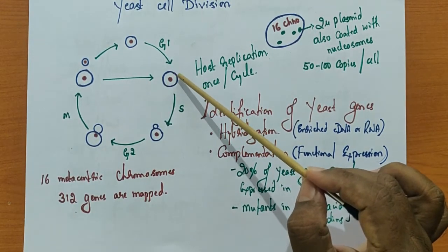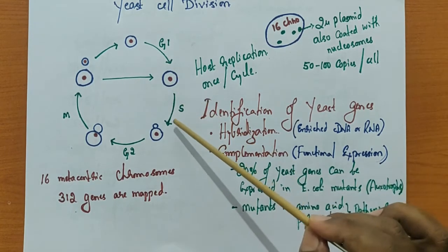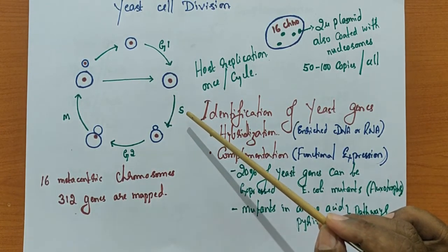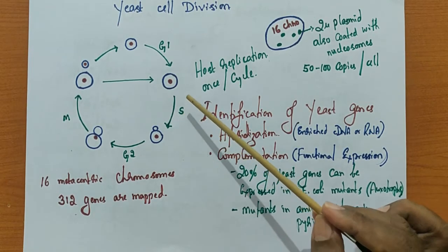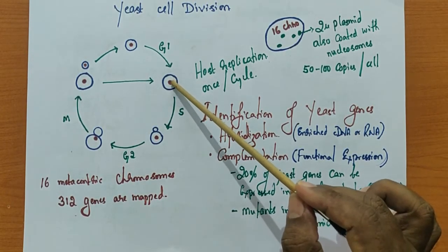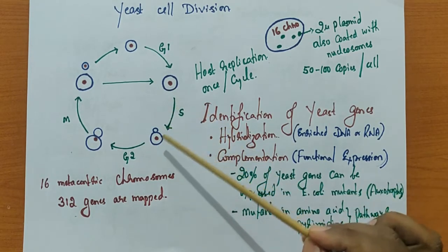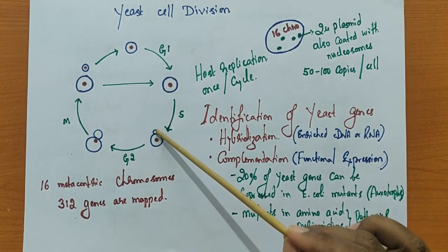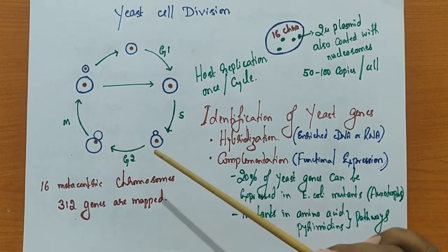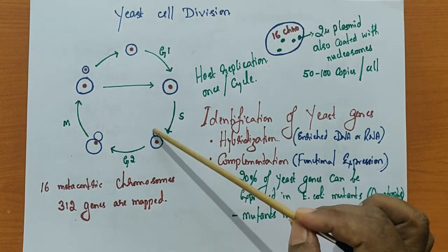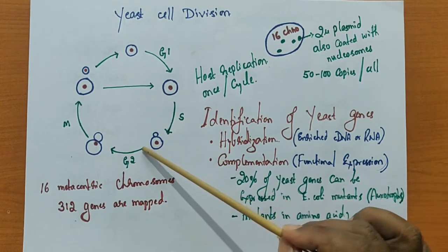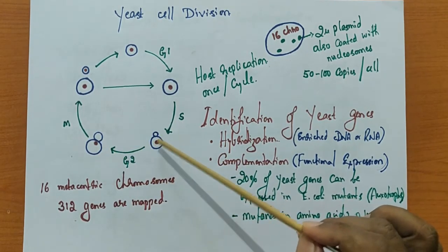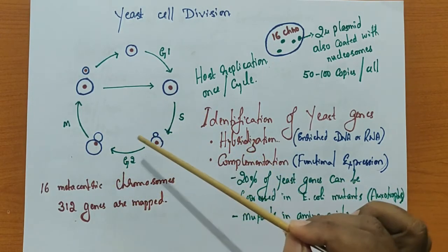Now this enters into the synthetic phase. In the synthetic phase, the synthesis of nucleic acid takes place, that means the replication of nucleic acid takes place. At that particular time, simultaneously, we also have the formation of a small bud. Then it is going to enter into the G2 phase. In the G2 phase, the synthetic phase is almost complete.